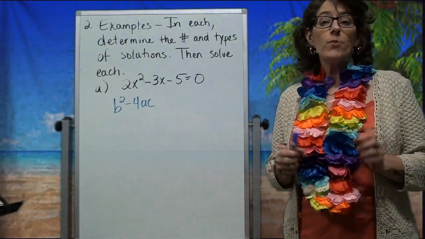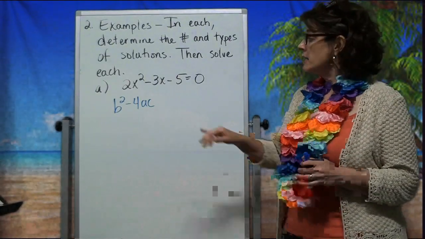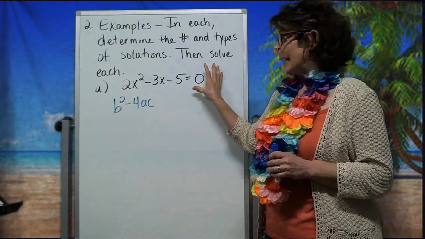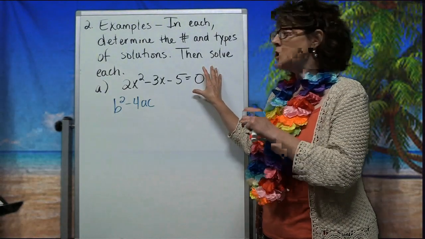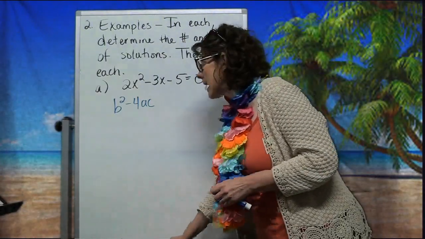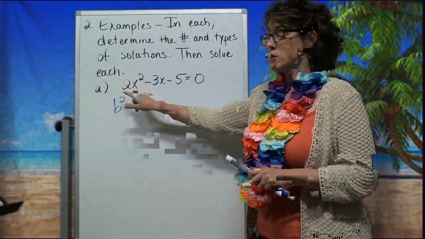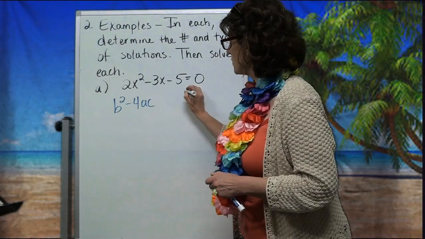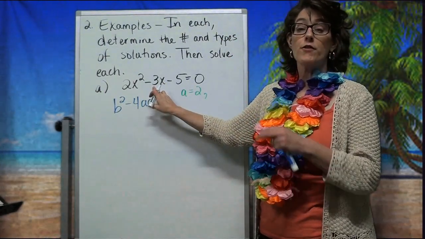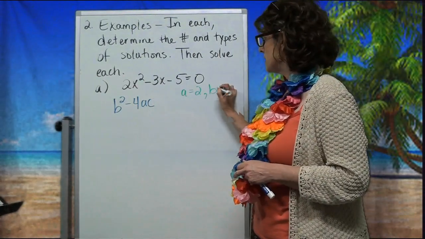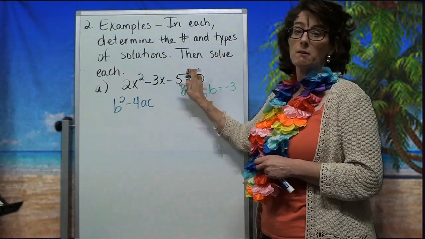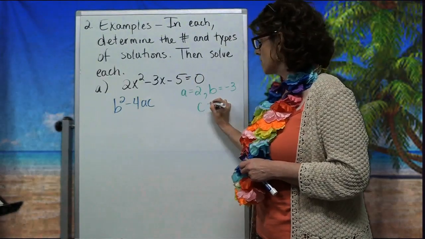Now, in order to figure out what the A, the B, and the C are, I need to make sure that this is set up so that it's equal to 0. It is. So once I know that it's set up equal to 0, then I can identify my A, my B, and my C. My A is going to be the number that's in front of the x squared term. So in this case, my A is going to be 2. My B is the coefficient of the first power term. So in this case, my B is going to be a -3. And my C is going to be this constant that's in the back that has no variable with it. So my C is going to be a -5.